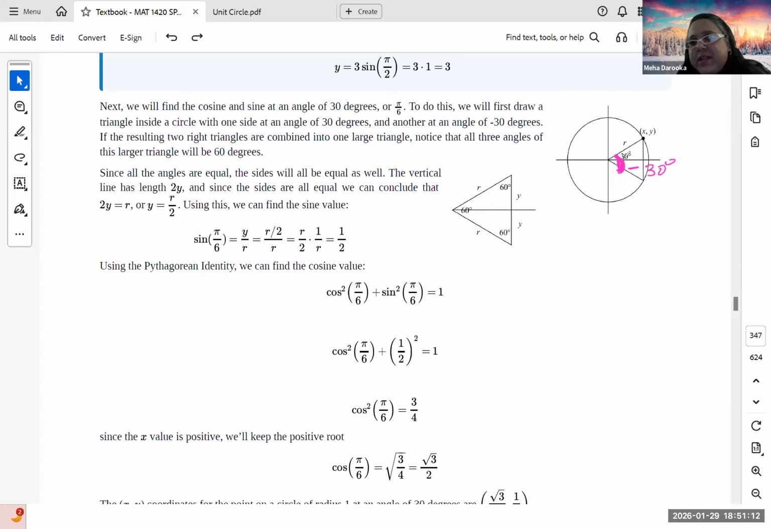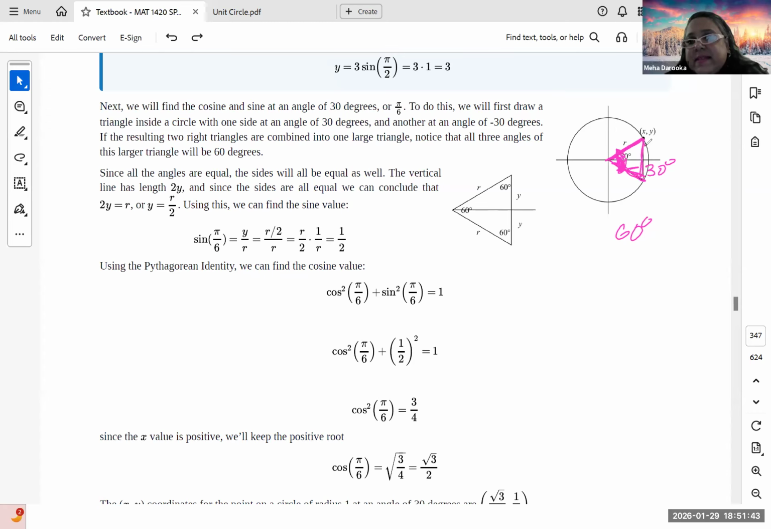You're going to be having 30 degrees up, 30 degrees down, which means that will be a total of 60 degrees. Now, if one angle is going to be 60 degrees, then the other two are also going to be 60 degrees, which means what you now have is an equilateral triangle, right? All three sides and all three angles will actually be the same measurement. So all sides will be the value of r, because that's the radius of your circle.